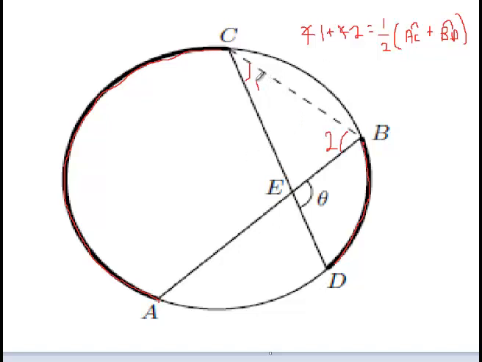If all inscribed angles are 1/2 of whatever the arcs that they sweep out, well then any two inscribed angles have to equal 1/2 of whatever the total amount that they sweep out is. So for example, if I know what arc BC is and I know what arc AD is, I can figure out what the other two are as well.